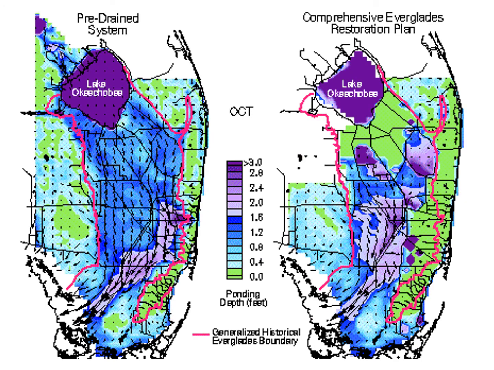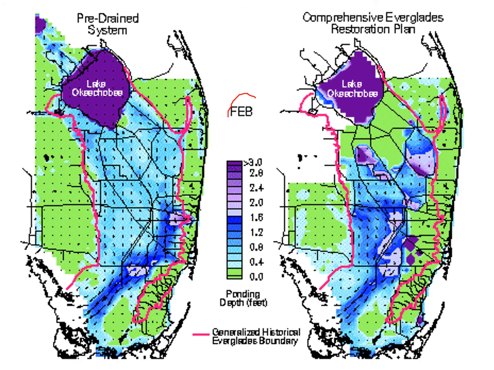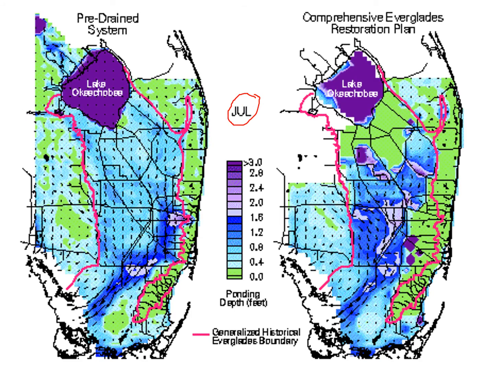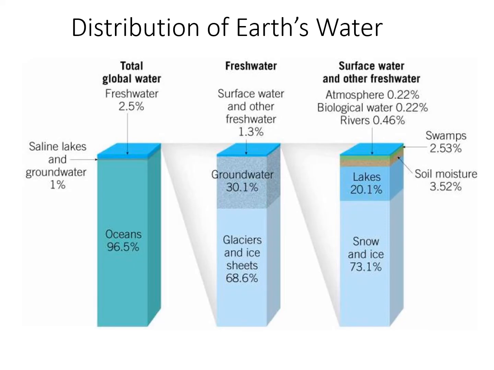So here's a GIF showing you the pre-drained system throughout an entire year. Here are the months going back and forth. And then this is, hopefully after the Comprehensive Everglades Restoration Plan is put into place, what the water flow will look like. So fingers crossed.